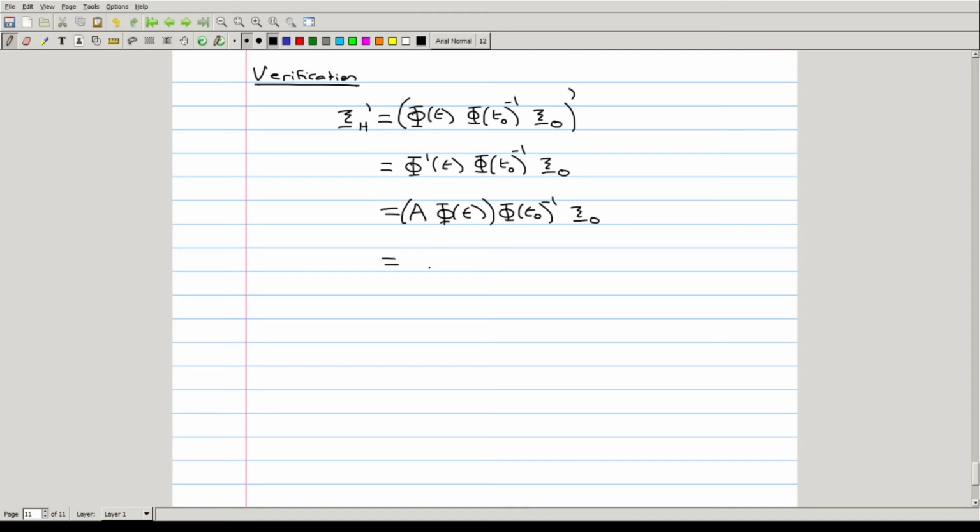where we can express this as A times phi of t times the inverse of phi of t naught times xi naught, which is just equal to A of t times psi h.